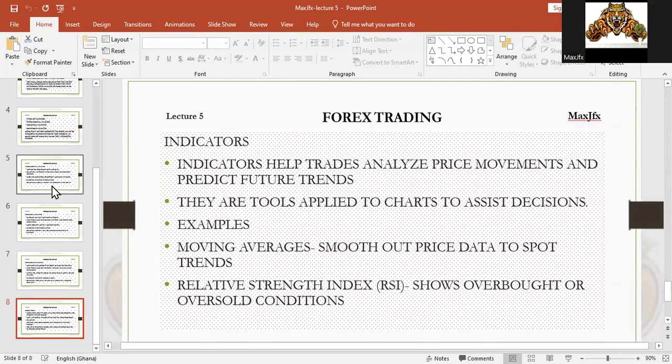But I will advise that the relative strength index should be used on the lower time frames, not the higher time frames. And the moving averages, I recommend that they are used on the higher time frames. All right, there are more indicators available. We have the MACD. We have a lot of them, which you can go and do a little research on so that you know more.